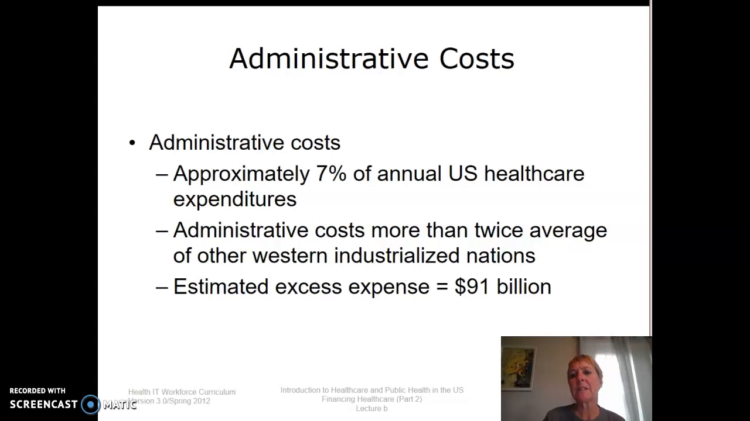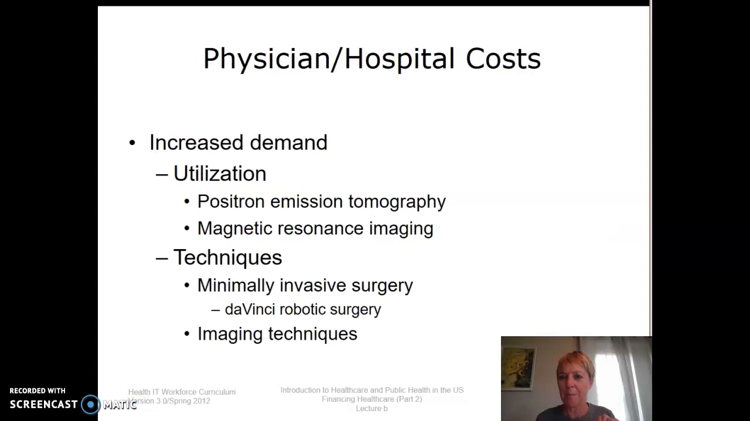Administrative costs, they figure, are 7% of our annual budget. They cost more than twice the average of other countries, and the estimated excess is $91 million. Why do we have increased administrative costs? Because we don't have a single payer system. We have multiple payer systems, which requires much more administrative cost.